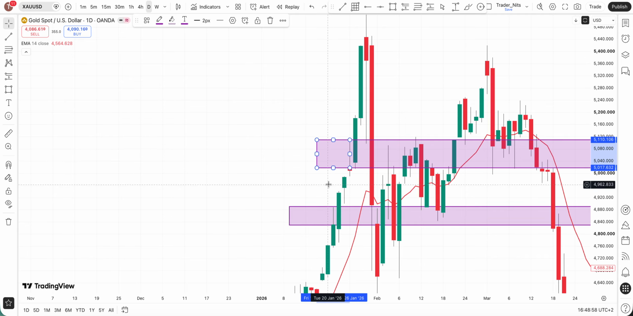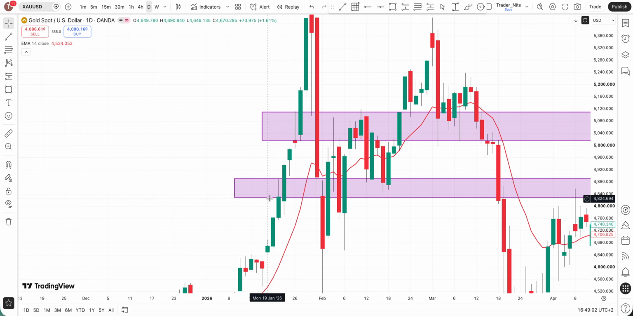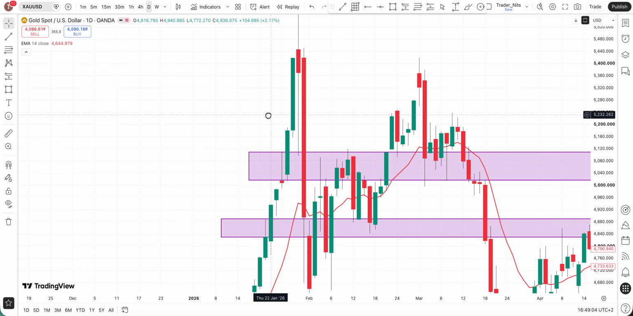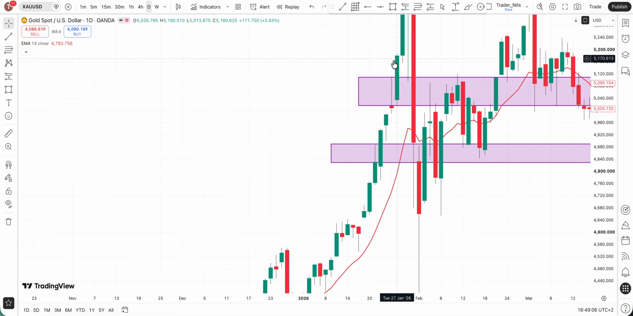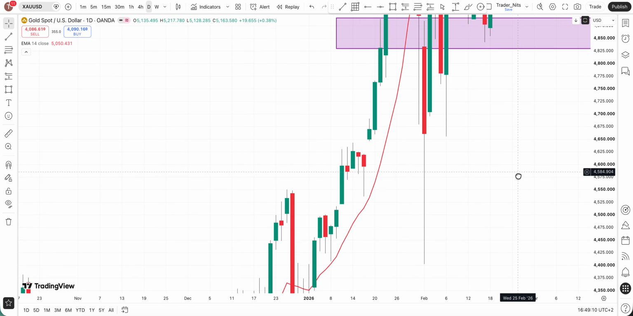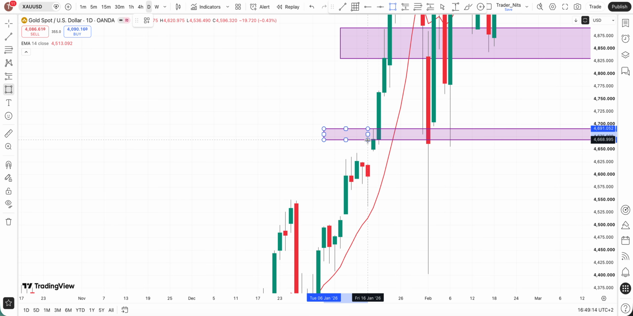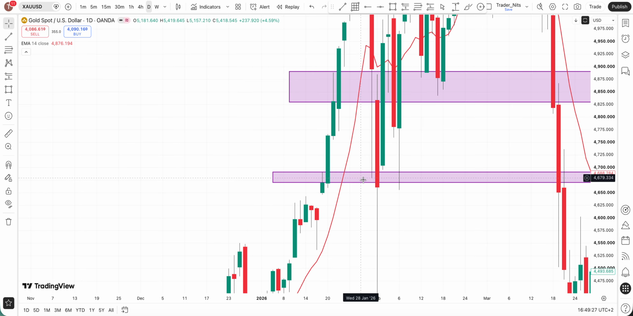You need to mark all these wicks where the move has started. All these wicks are important, guys. These wicks are not just random. These wicks are the important levels where the price will reverse. I'm sorry for the video taking too long, but these are important levels. See this small wick, who could have guessed that price will reject from this wick? See, it's a sniper entry, guys.